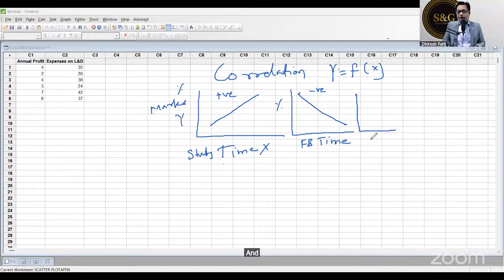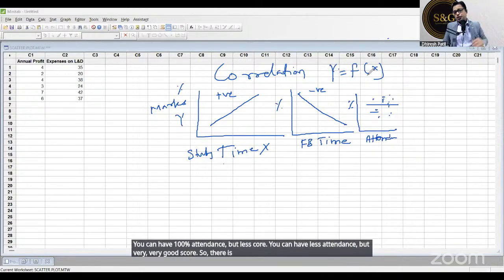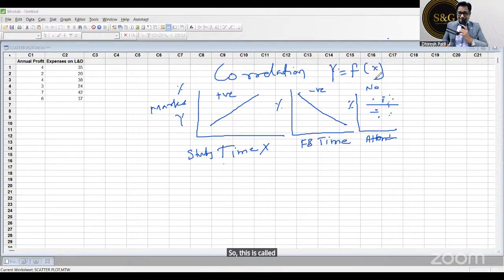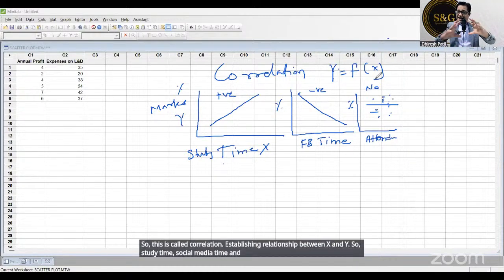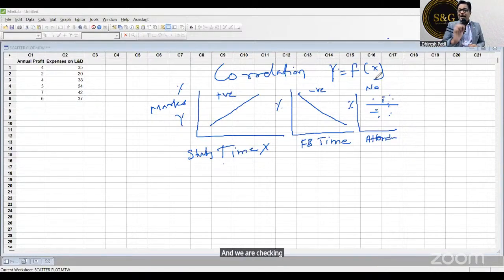And there is something called, let's say, attendance in school and the percentage mark. I will get no relationship here. You can have 100% attendance but less score. You can have less attendance but very, very good score. So there is no relationship. So this is called correlation, establishing relationship between x and y. So study time, social media time and attendance, these are the x's and the percentage is the y. And we are checking what is impacting my y.